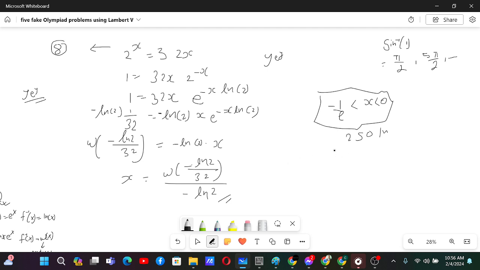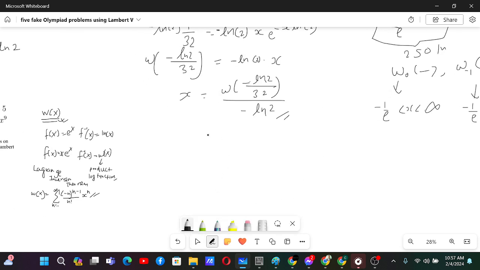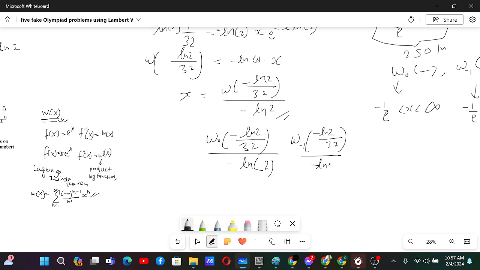We denote those solutions by Lambert W 0 and Lambert W of minus 1. Lambert W 0 works for the case from minus 1 by e to any real number, and Lambert W minus 1 is for the case of minus 1 by e to 0. So we will have two solutions in this case: Lambert W 0 of minus ln 2 by 32, divided by minus ln 2, and the other, Lambert W of minus 1 of minus ln 2 by 32, divided by minus ln 2. So these will be the solutions in this problem.